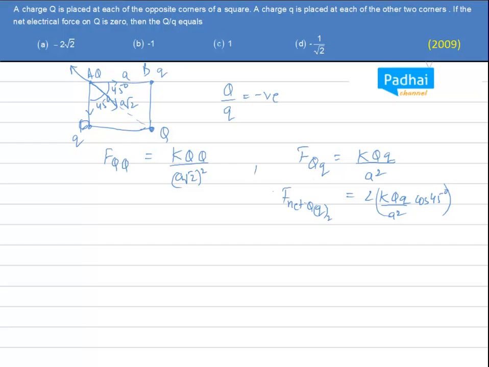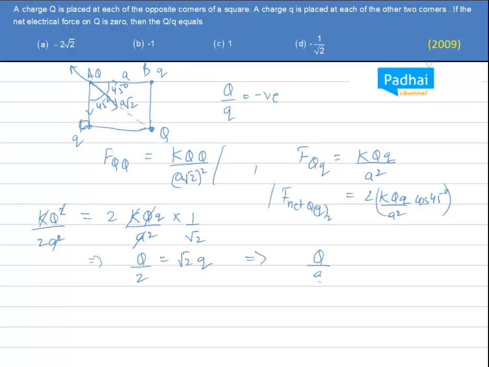Now these two should cancel out. This force and this force should cancel out, right? These two should be equal. That means KQ square upon 2A square should be equal to 2 into KQ into small q divided by A square, and cos 45 is 1 upon root 2. So I can cancel out this and this. So that means capital Q by 2 will be equal to root 2 into small q, or I can write it as that Q by small q should be equal to 2 root 2, and it should be negative as we have already seen, right, because we eliminated this negative sign. So that means option A is correct.